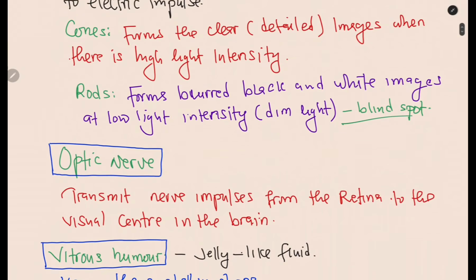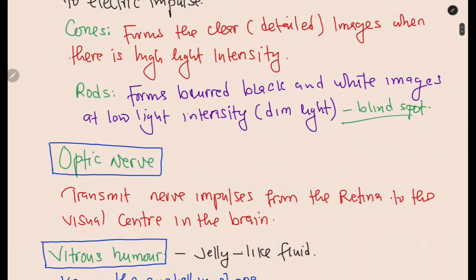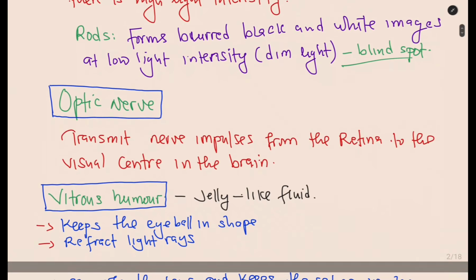What about the optic nerve? I've already touched on this one. The optic nerve transmits nerve impulses from the retina to the visual center in the brain for interpretation. So the light rays are converted to electric impulses and transmitted to the visual center. Then you are able to interpret the message, which enables us to see the actual image.